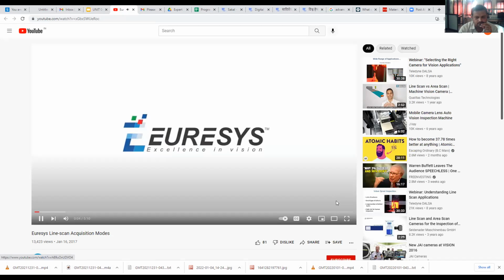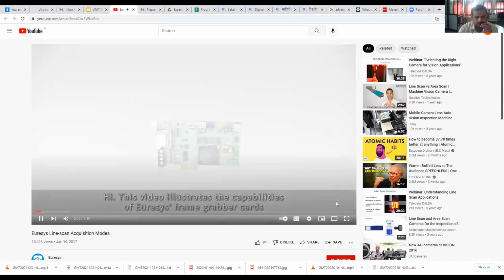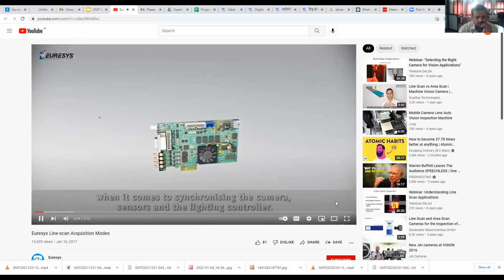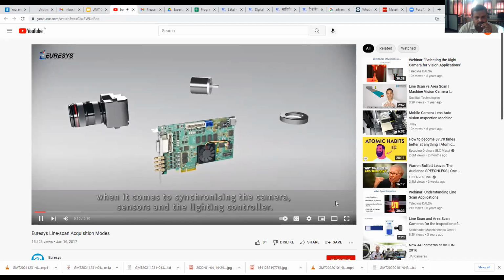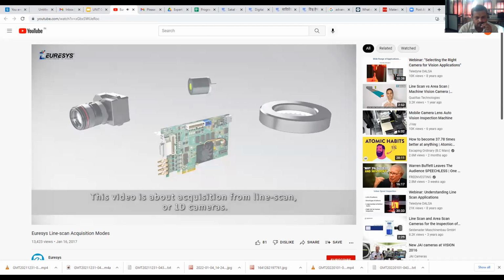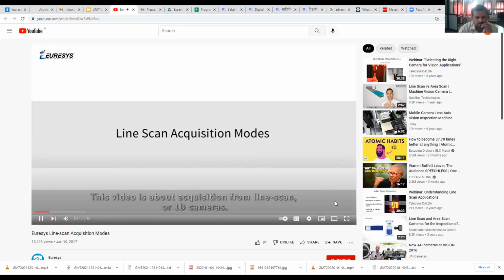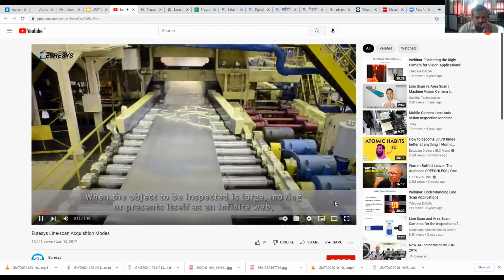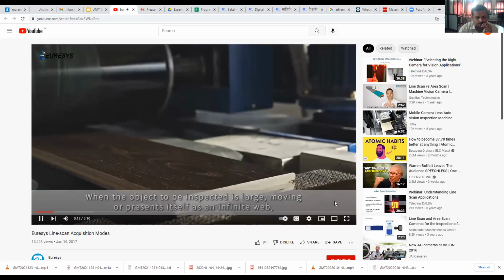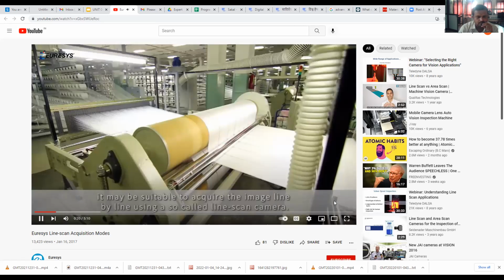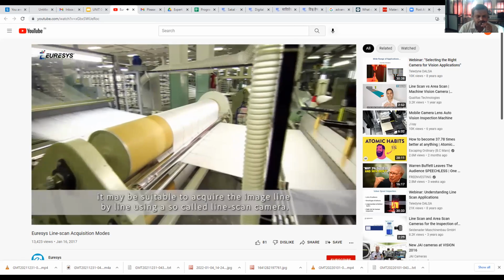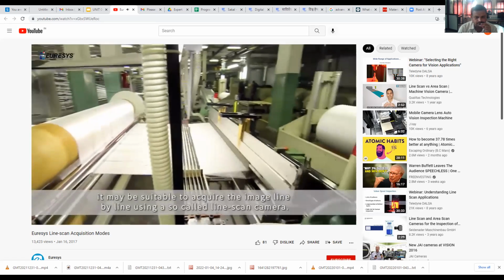Hi, this video illustrates the capabilities of Iris's frame grabber cards when it comes to synchronizing the camera, sensors, and the lighting control. This video is about acquisition of line scan or 1D cameras. When the object to be inspected is large, moving, or presents itself as an infinite web, it may be suitable to acquire the image line by line using a so-called line scan camera.